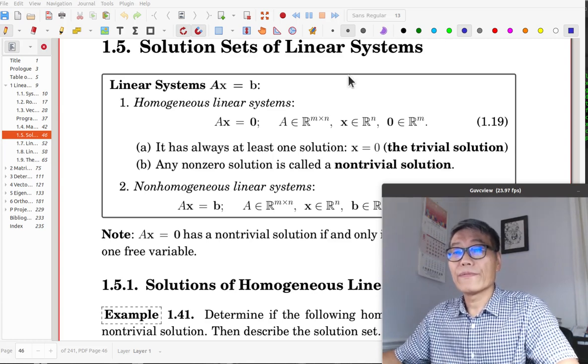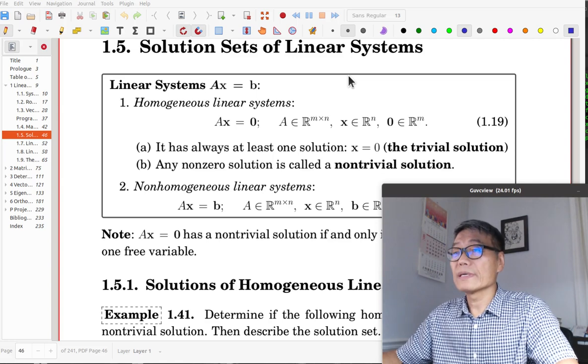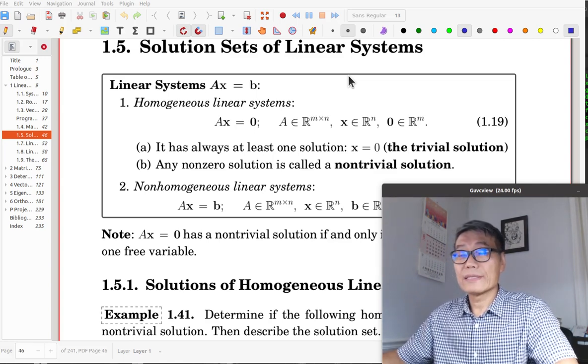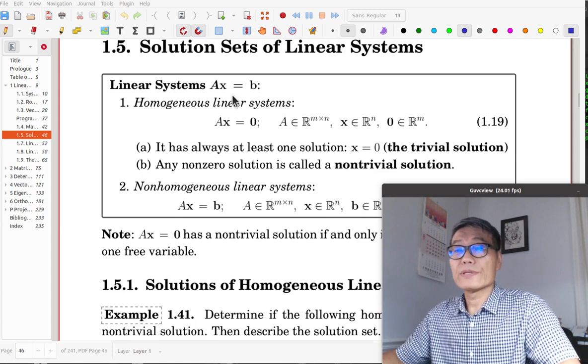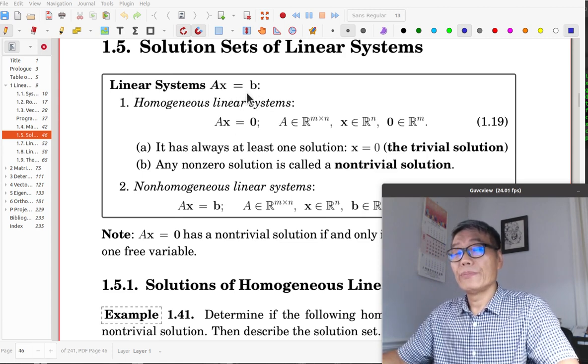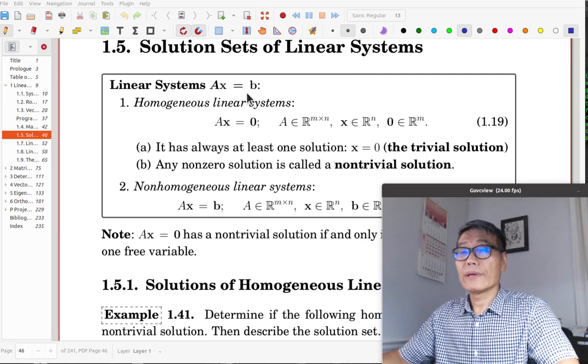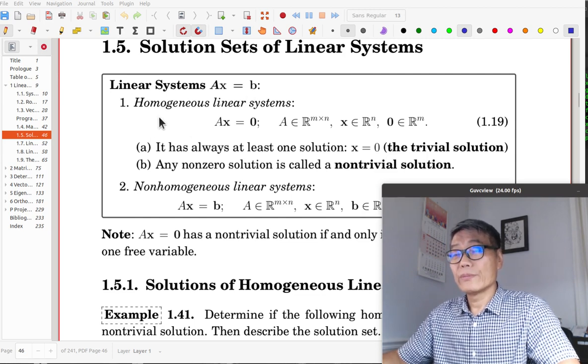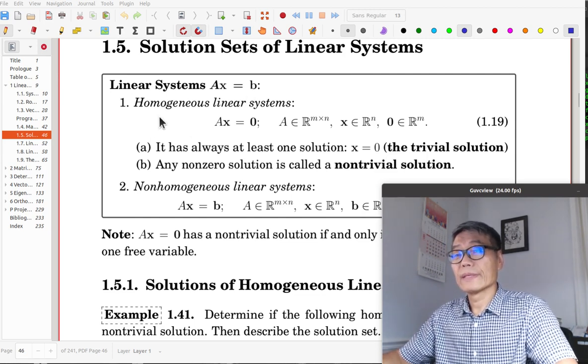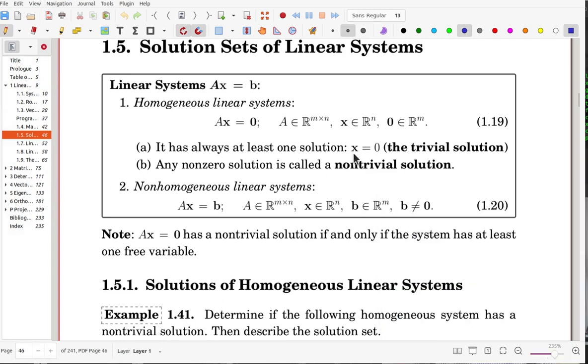Section 1.5, solution sets of linear systems. For a given linear system AX equals B, if B is 0, then we call it a homogeneous linear system. It always has at least one solution. We can check easily that 0 is a solution of the system.